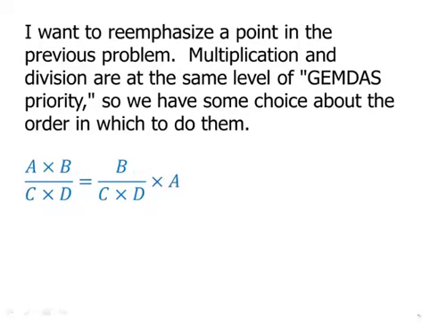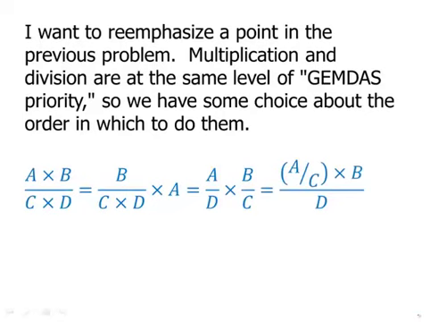But we could also do it like this. We could take B, divide by C times D, and then once we're done, multiply that whole ratio by A. Or we could do this. We could do A divided by D. Separately, we could do B divided by C, and then just multiply those two quotients. Or we could do this. We could do A divided by C, multiply by B, and then divide by D.